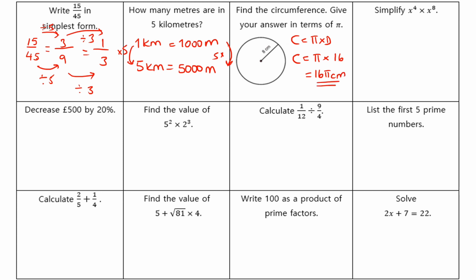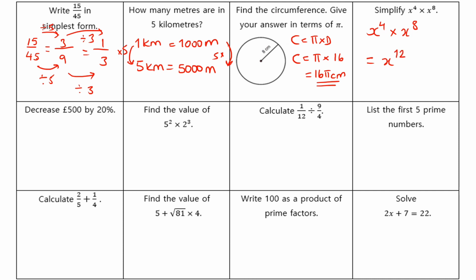Simplify x to the power of 4 multiplied by x to the power of 8. So what we do for this is that we need to add the powers, because this means x times x times x times x, and this is the same thing as x times x times x times 8 times. So altogether it's going to be x to the power of 4 plus 8, which gives us 12.